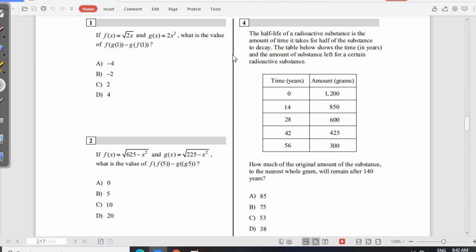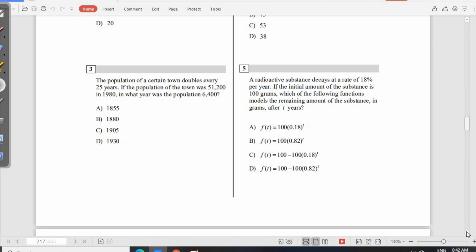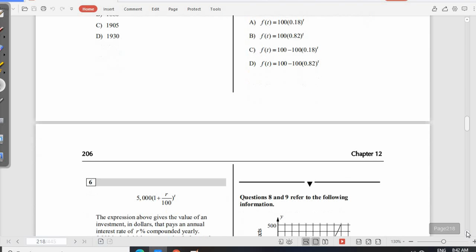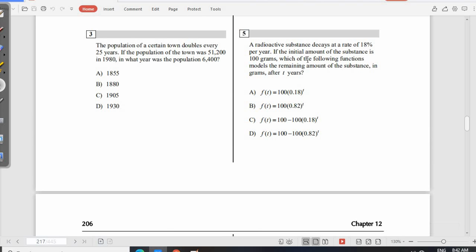The half-life of a radioactive substance is the amount of time it takes for half of the substance to decay. The table below shows the time in years and the amount of substance left for a certain radioactive substance. Okay, how much of the original amount of the substance? You just need to look at the board. Try your best in that question. Try to use what we have learned. Look at question number 5. Okay, let me stop on that. This is question number 5.